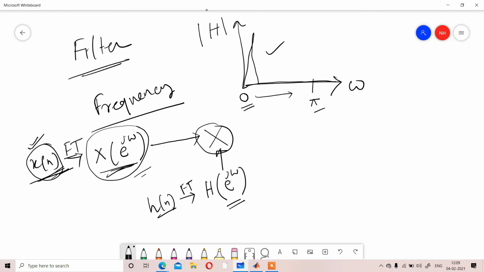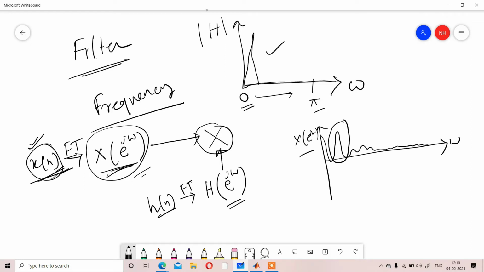Okay, suppose that is your X(e^jω), suppose. Okay, and that part defines the original signal, and that part defines the noise.